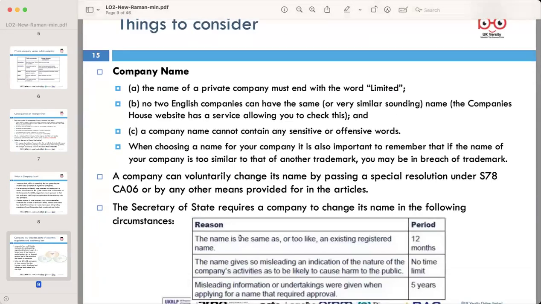Things to consider: several considerations come into play when forming a company. The company name must adhere to specific rules, such as ending with limited for private companies, ensuring a unique name, and avoiding sensitive or offensive words is crucial. It is also essential to check for trademark infringement. Companies can change their names through a special resolution or other means outlined in the articles.